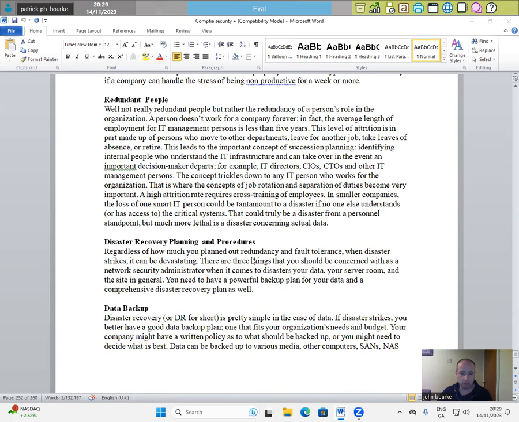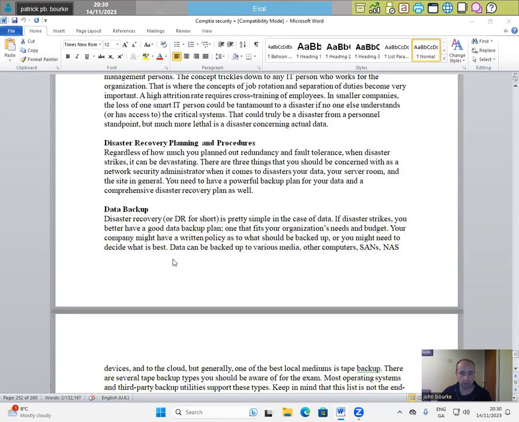Disaster recovery and planning. Regardless of how much you planned out redundancy and fault tolerance, when disaster strikes, it can be devastating. There are three things that you should be concerned with as a network security administrator when it comes to disasters: your data, your server room, and the site in general. You need to have a powerful backup plan for your data and a comprehensive disaster recovery plan as well.